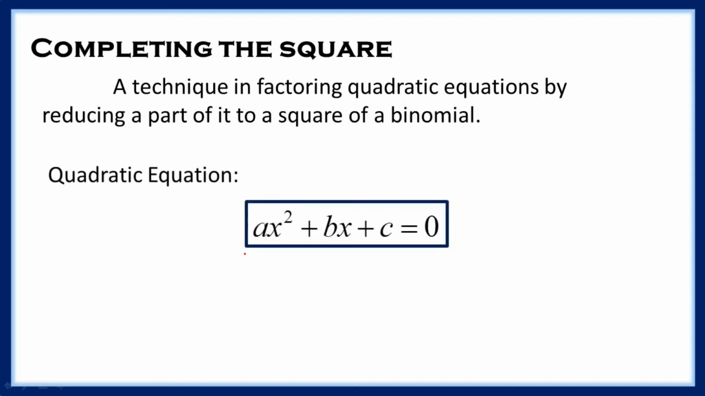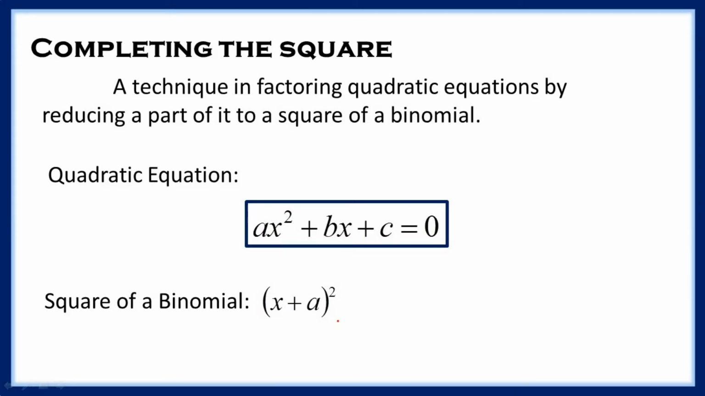If we are given ng isang quadratic equation with the form ax squared plus bx plus c, where a, b, and c are constants, then kailangan nating i-reduce yung part na to into a square of a binomial. By doing this, we can solve for the value of x and factor our equation.